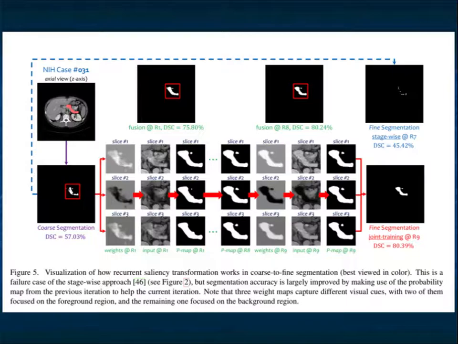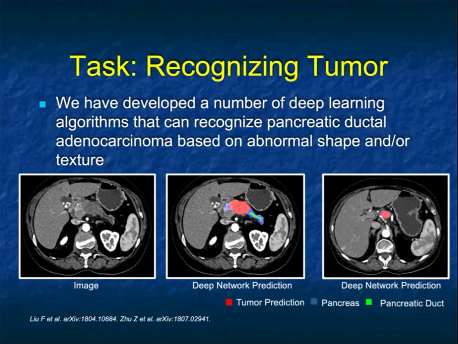And here's just a simple, or maybe it's not simple, visualization of how the recurrent saliency network works in course-defined segmentation. And again, you'll note that the 3 weight maps capture different visual cues, with 2 of them focused on the foreground region and the remaining one focused on the background.